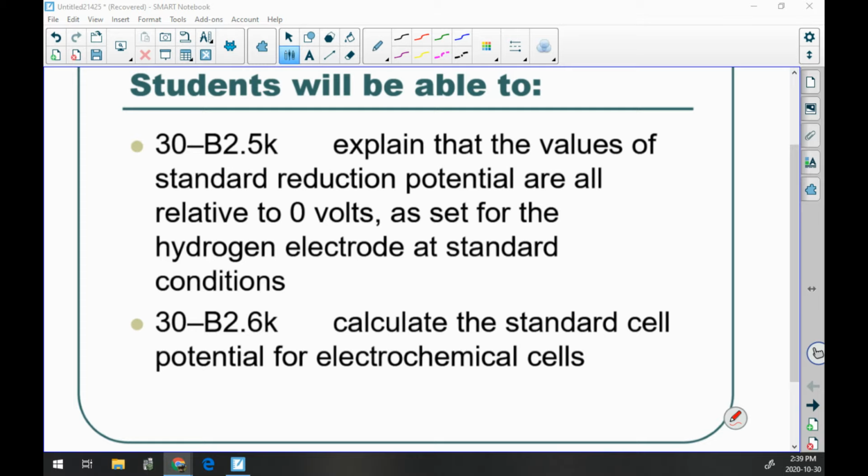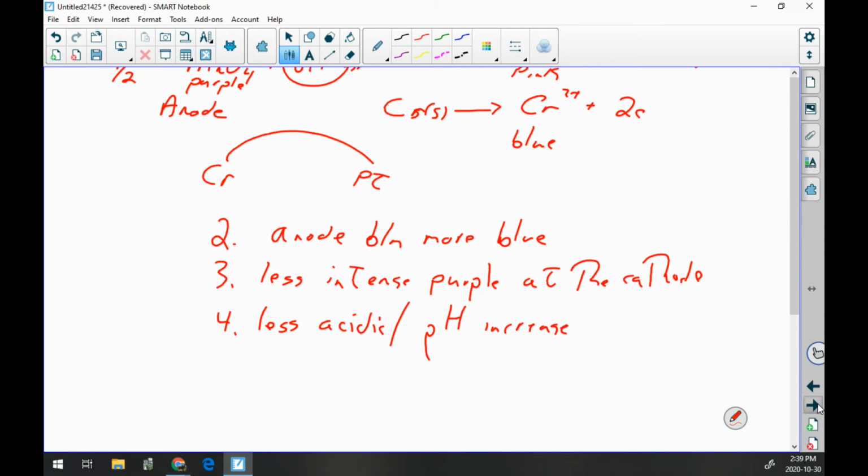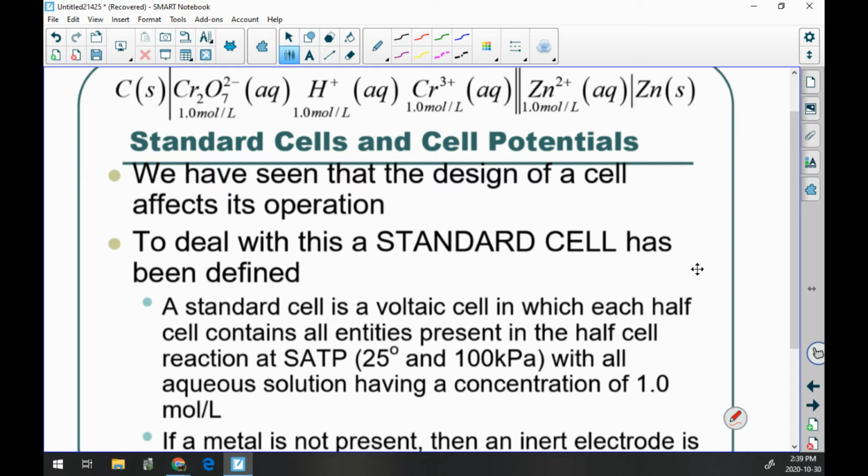Okay. So if you notice the numbers along the left side or the right-hand side of your chart in your data booklet, there's a bunch of numbers, and we're going to talk about how we got those. Or, as I should say, how they were given to us. So we are going to talk about standard cells and cell potentials. Now, what is a standard cell? It is a cell with set conditions.